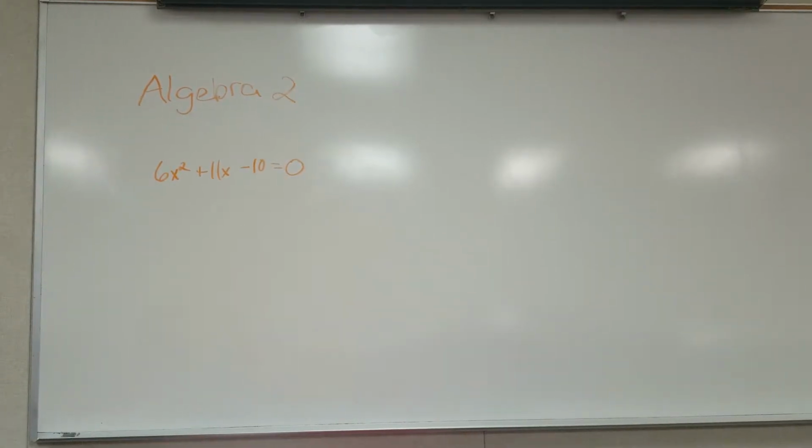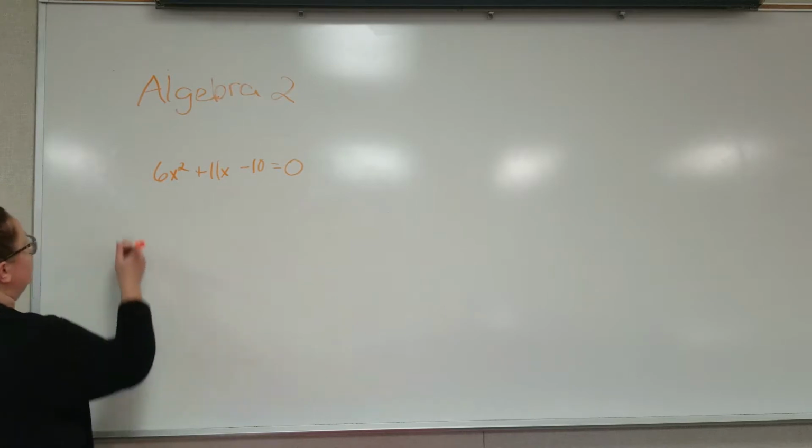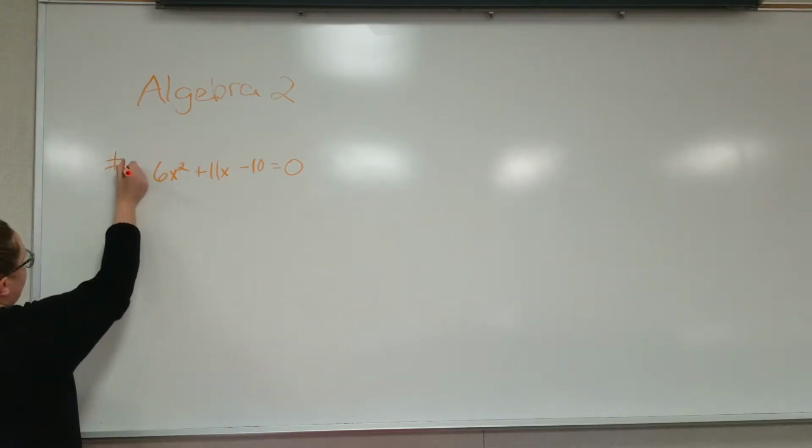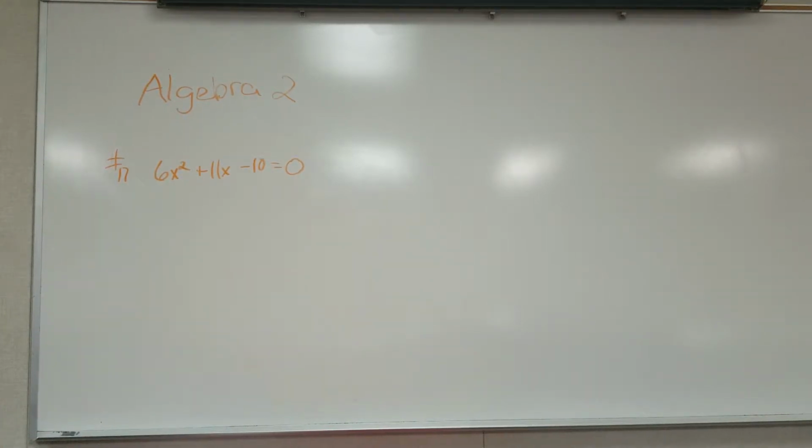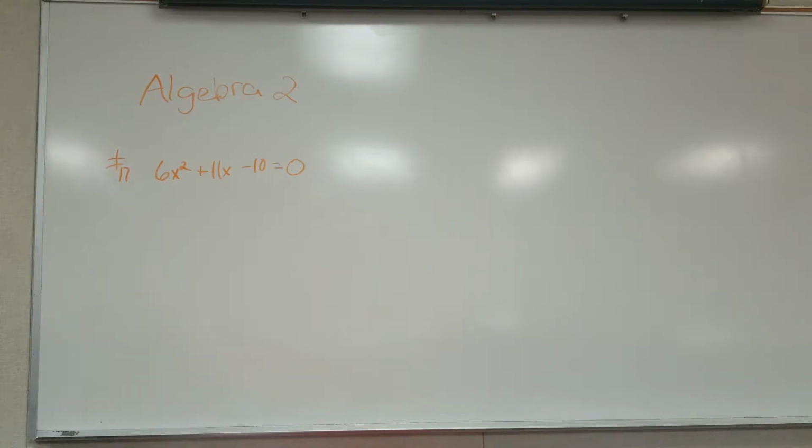All right, problem number 17. They say solve this equation. All right, so they give you a quadratic equation, 6x squared plus 11x minus 10, and they leave it wide open. You can solve it any way. On this one, you cannot solve by the square root method because you have your middle term. But you could use completing the square, factoring, or the quadratic formula.